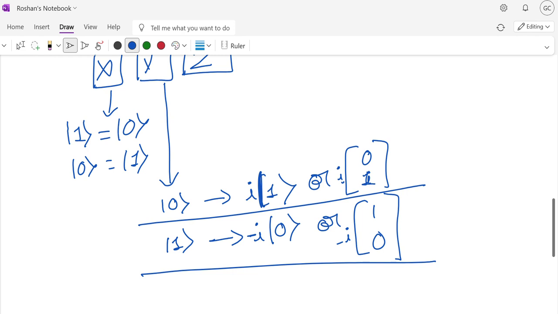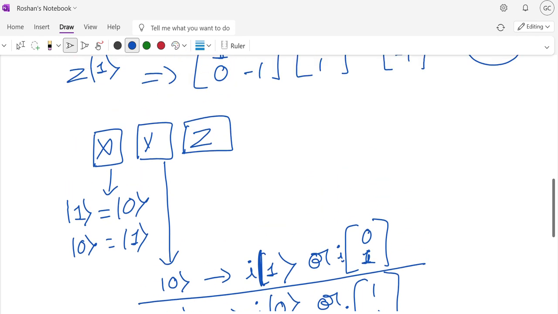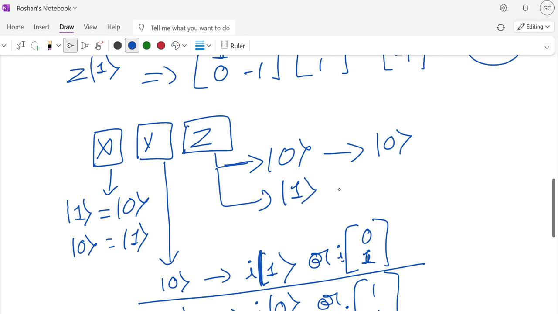I have explained the Pauli-Z gate clearly. For the Z gate, if it is the zero state, it will result in the same. But if it is in the one state, it changes the phase of the state. Positive phase will be changed to negative.